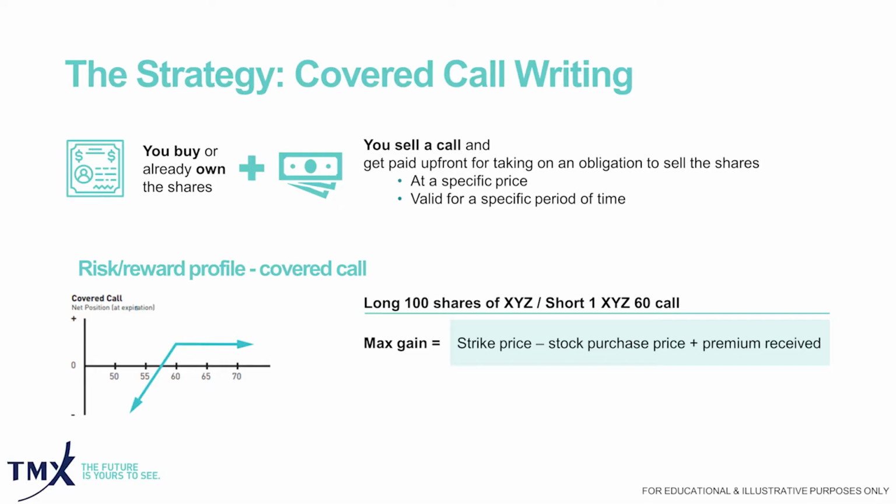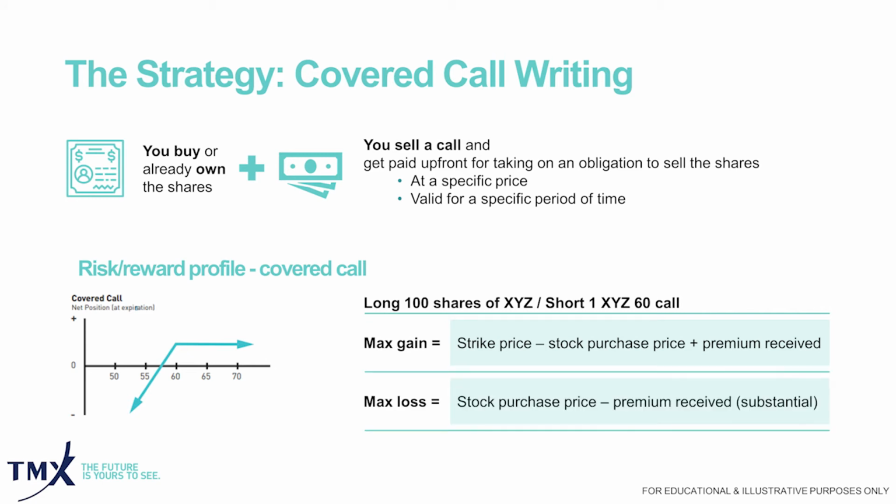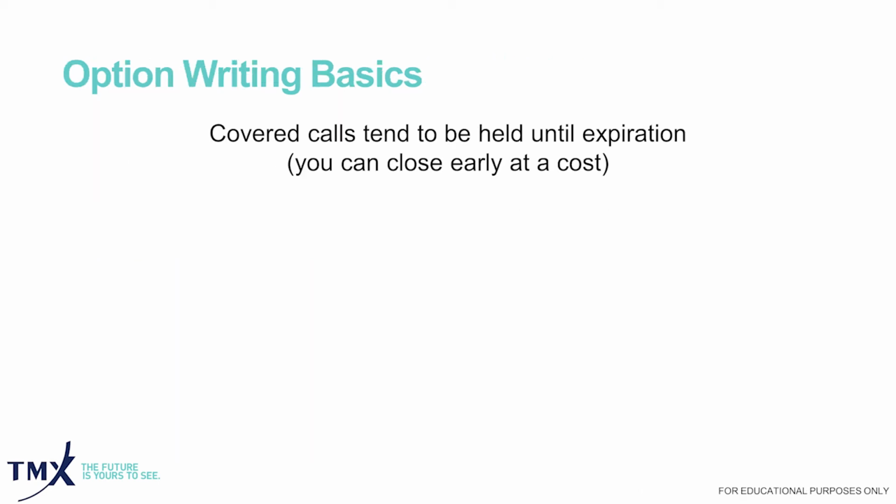So again, max gain: stock price minus stock purchase price plus premium received. Max loss: stock purchase price minus premium received. It can be substantial. Don't underestimate the risk of the underlying shares, okay? Covered calls tend to be held until expiration. That's what I was talking about at the beginning of the slide when we were talking about the differences between buying calls and selling calls, or buying puts and selling puts. The seller tends to be more passive, wants to wait until time decay has kicked in entirely and the option expires worthless. One of two things is going to happen on expiration.